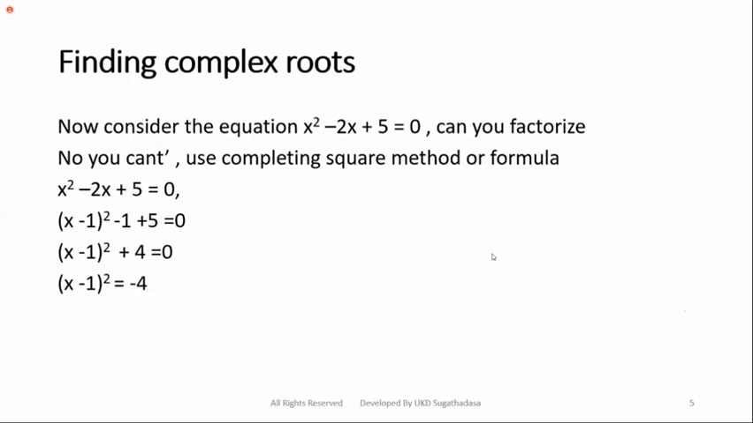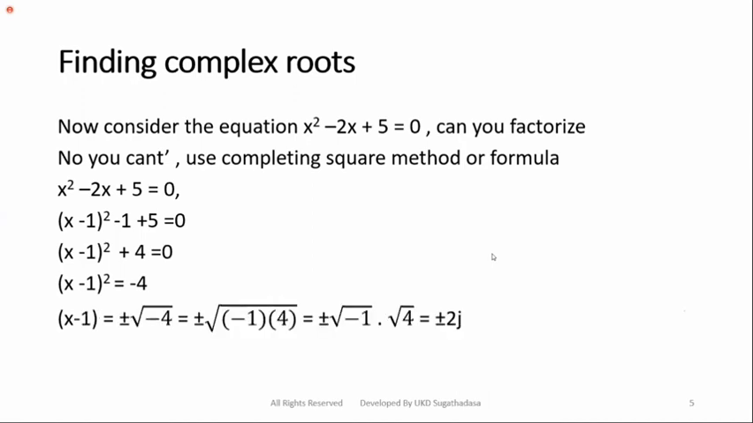Then (x − 1)² = −4. Now you get x − 1 = ±√(−4). The square root of −4 can be divided into two parts: −1 times 4. Then separate the square roots: √(−1) and √4. Finally, you get the answer ±2. That is the square root of 4.